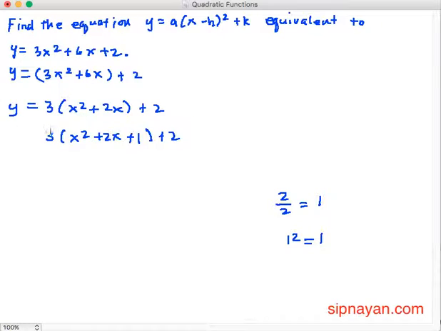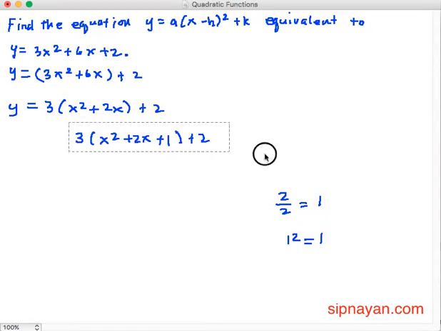Ang tanong, y pa rin ba yung nasa kaliwa? Ang sagot, hindi na, no? Bakit hindi na? Kasi equation yan, eh. So, nagdagdag tayo ng 1 dito, dapat magdadagdag din tayo dito. Pag binago mo to, ibang function na yan, hindi na yung original function pag hindi ka nagdagdag dito, di ba? So, ngayon 1 ba yung idadagdag natin? No, ang idadagdag natin ay 3 kasi magdi-distribute pa tayo dito.